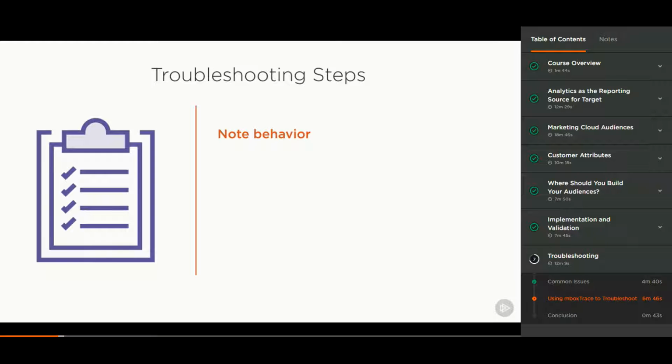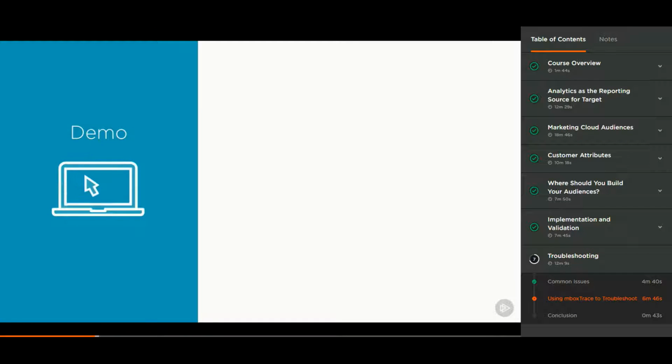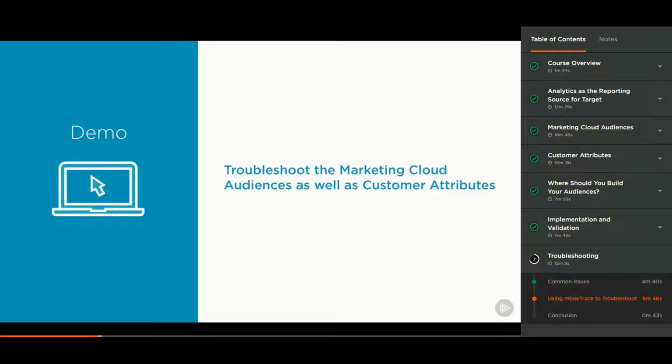Now there are a few general steps to consider when verifying your activity using mbox trace. 1. Note the behavior, if you're not entering the expected activity based on your customer attributes or Marketing Cloud audience criteria. 2. Examine the activity, audience, or customer attribute definitions. 3. Obtain and launch the mbox trace authorization token, then launch it on your activity URL. Examine the mbox call, and then navigate to the appropriate breakdowns to verify whether or not you're qualifying as you should. Let's go ahead and go through 2 demonstrations here where we troubleshoot both a Marketing Cloud audience as well as a customer attribute.